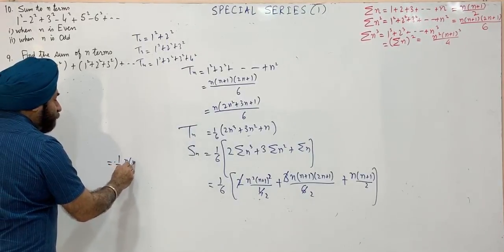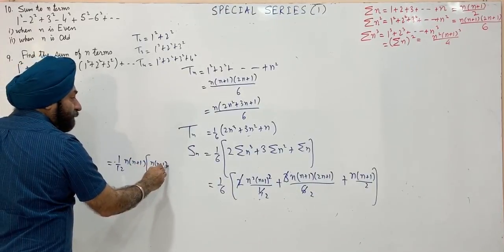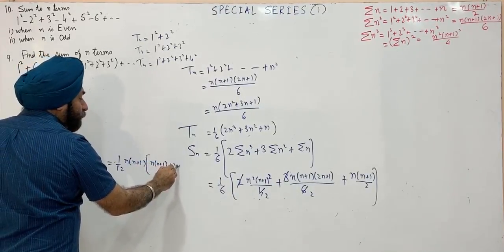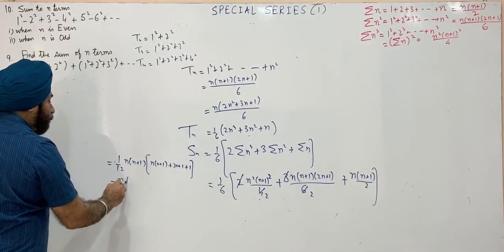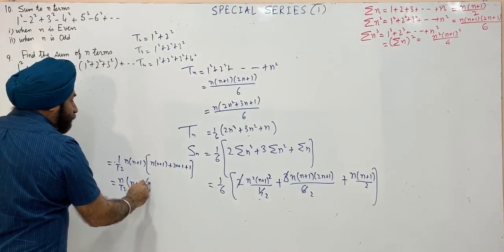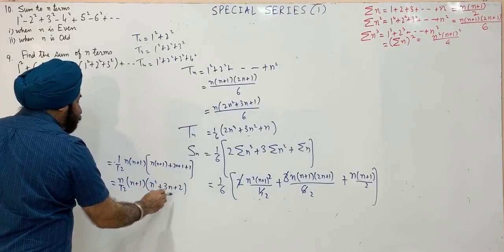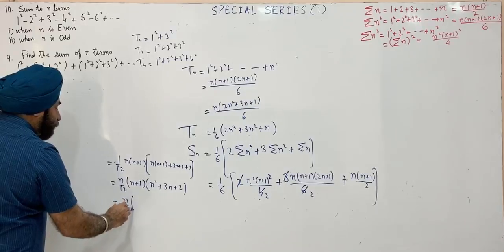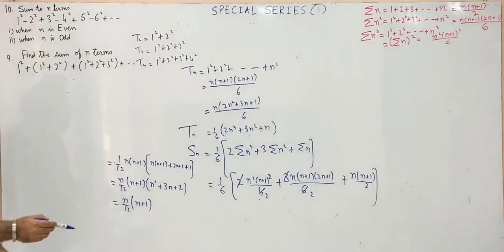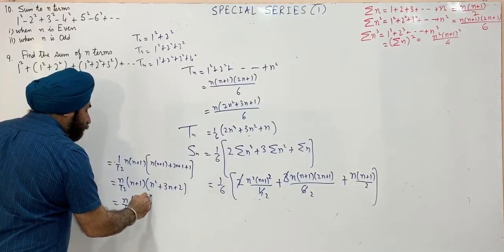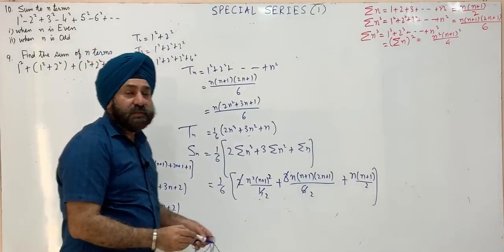We take n into n plus 1 common, and inside is n into n plus 1, plus we have 2n plus 1 and 1. That's n by 12 into n plus 1, into n square plus 3n plus 2. Now the factors of n square plus 3n plus 2 are n plus 1 and n plus 2, so that will make it n by 12 into n plus 1 whole square into n plus 2. This is the answer.